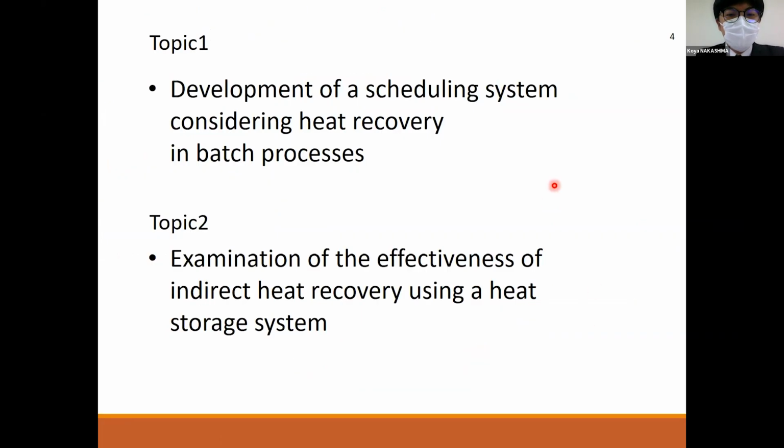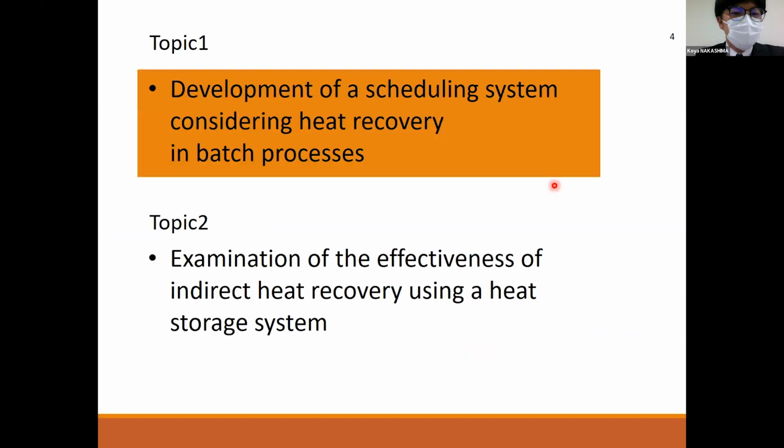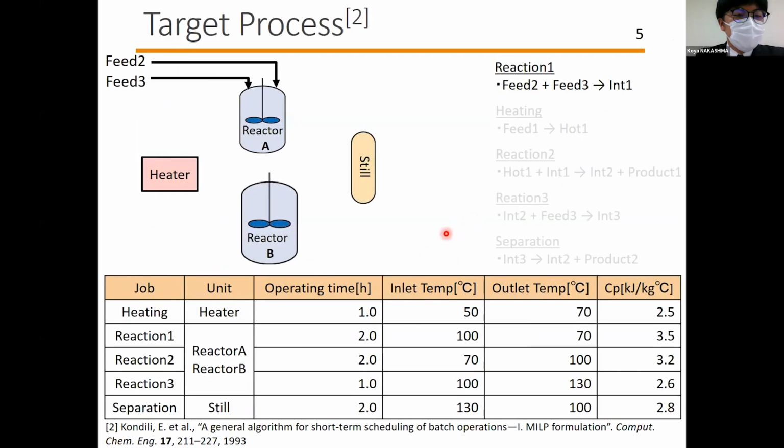From this section, I will explain two topics. First, I will explain the scheduling system for batch processes that considers heat recovery. In this study, we assume the process that produces two products from three raw materials, which is a very common process in the study of batch process scheduling. This table shows the data required for heat integration.